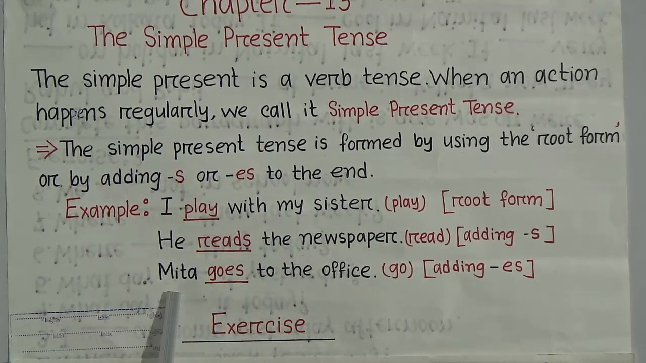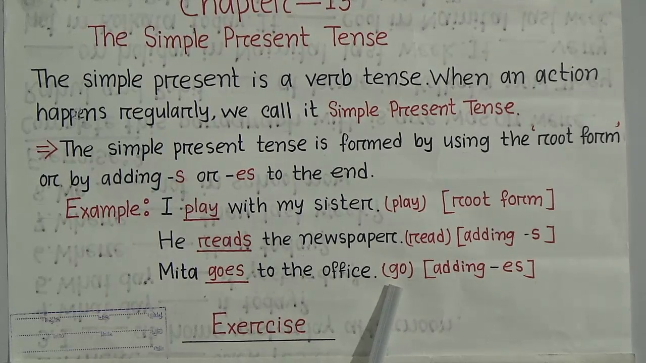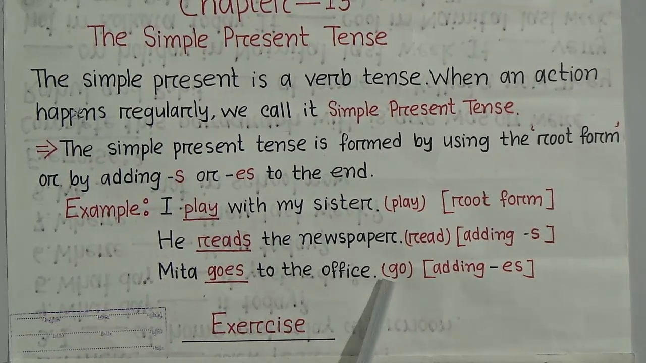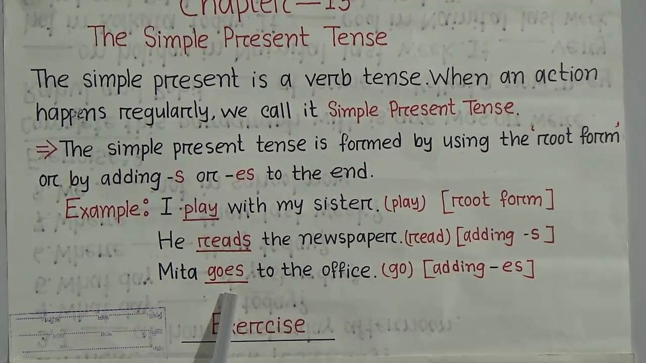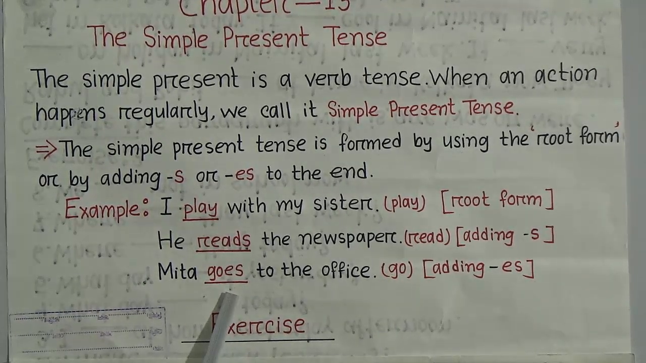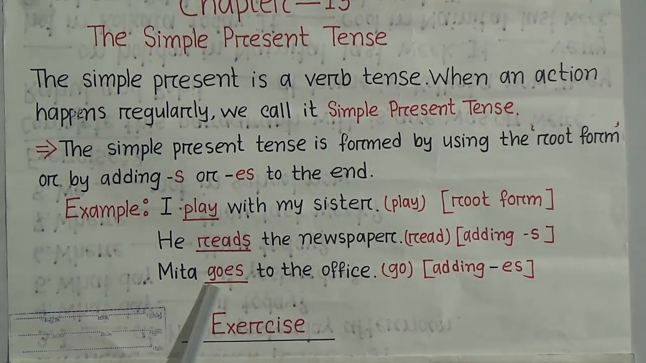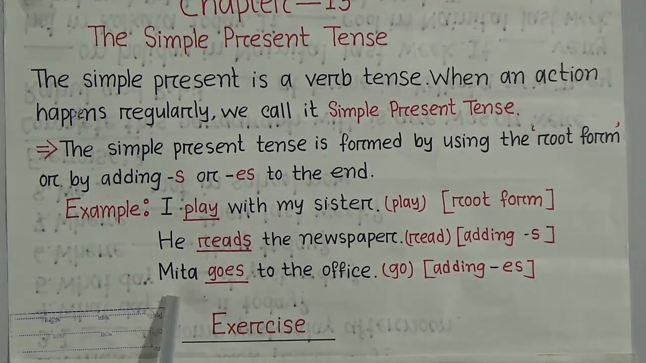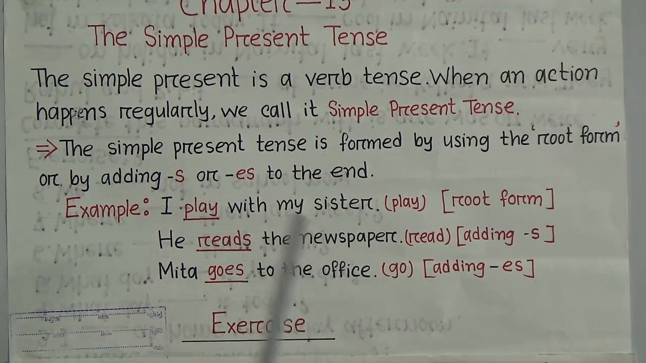Now come to 3. Mita dashed to the office. The given word is go. So the present tense of go is goes. We have added es at the end of the word go. So the sentence is Mita goes to the office.